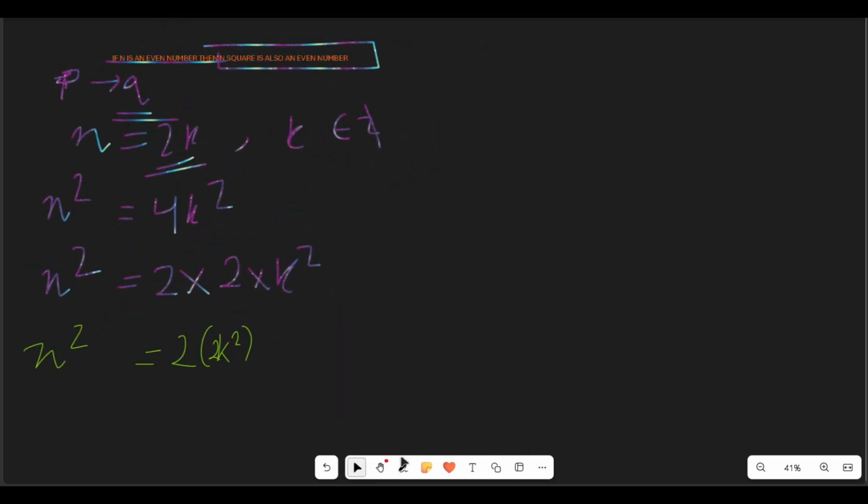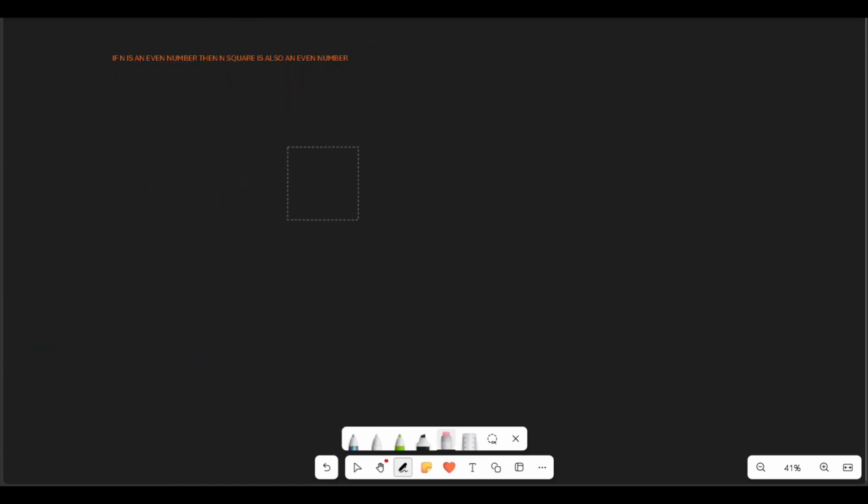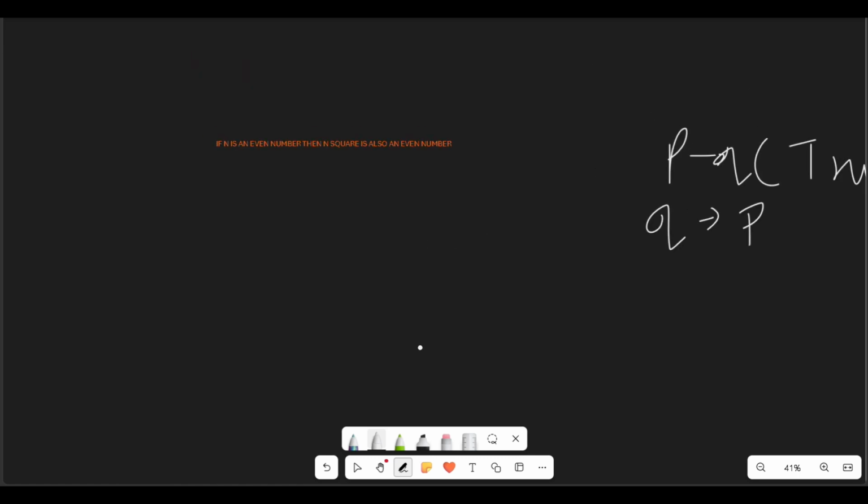Okay, let's see. Do we have it? Yes. If you look at it, this is in the form of 2k, where 2k squared is our integer. That means n squared is even. We proved the first part. Now let's prove the second part. So p to q is proved. Now let's look at the q to p part.